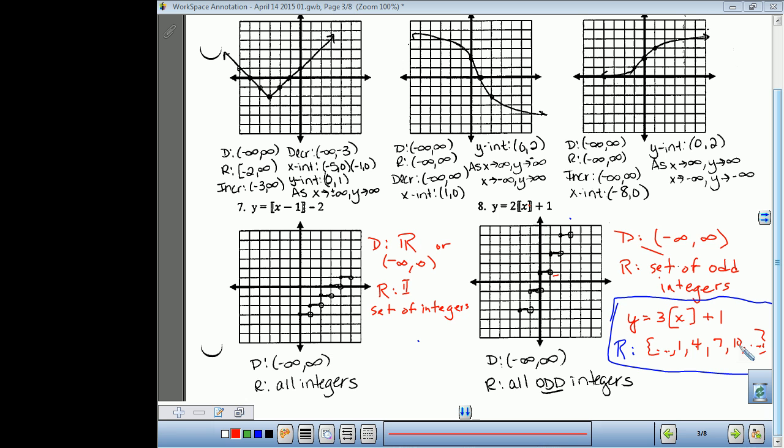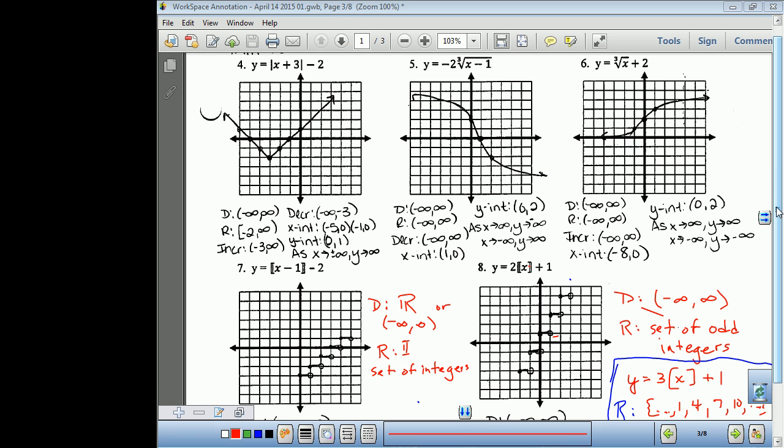Any other questions about these? Any problems with the cube roots? For number 6, we solve for the x-intercept, because I was confused about that. Sure. If we solve for the x-intercept, we plug in what for y?